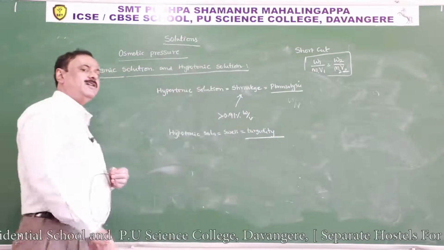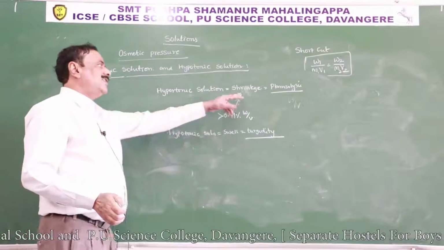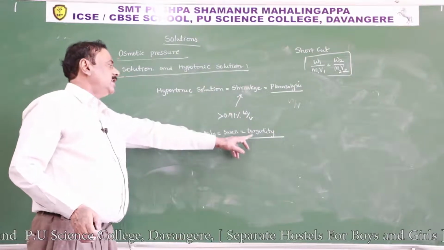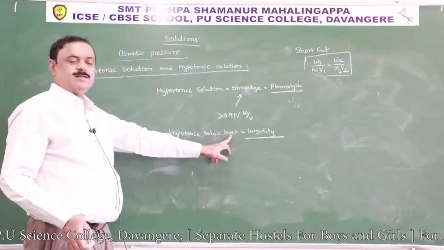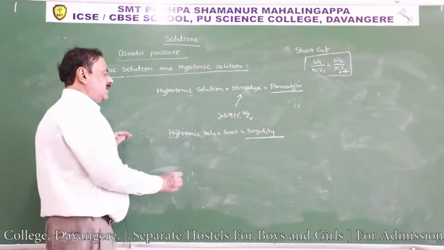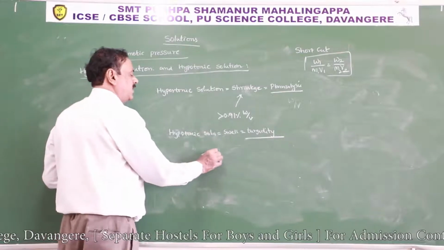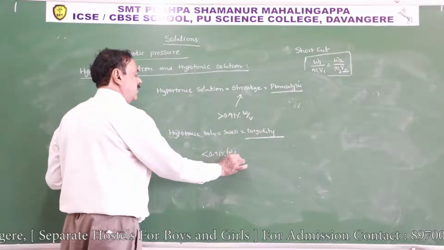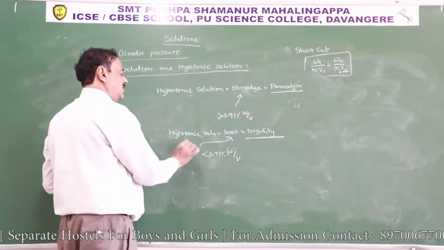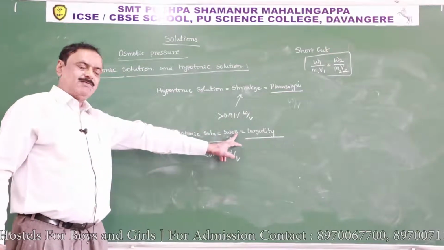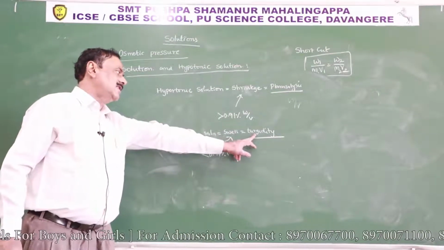This phenomenon is called turgidity. During plasmolysis, shrinkage of the cell will occur. During turgidity, the swelling of the cell will occur. If it contains less than 0.91% weight by volume, the solution is called a hypotonic solution. Here, the swelling of the cell will occur. This phenomenon is called turgidity.